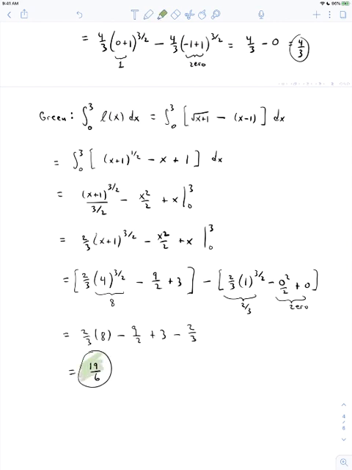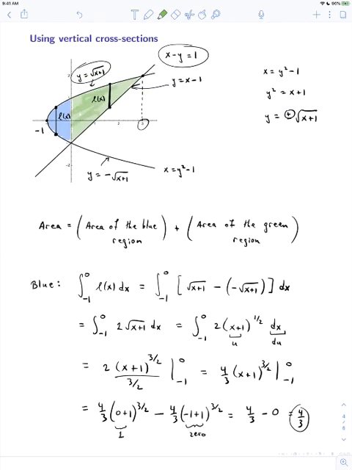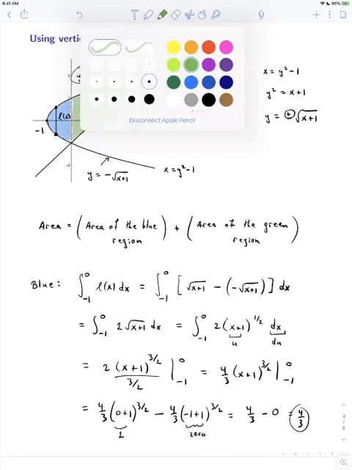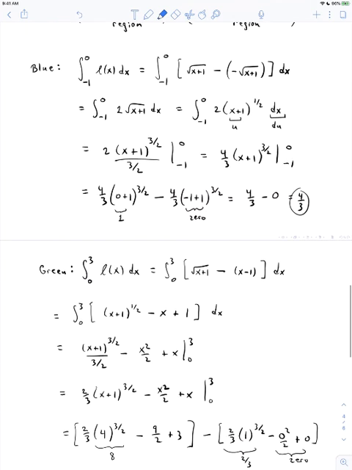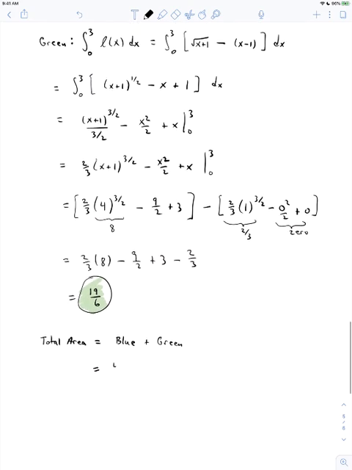So that's this bit here. So that's the green portion here. And we also have a blue portion, which was 4/3. So the total area is equal to the blue plus the green, which is equal to 4/3 plus 19 over 6.